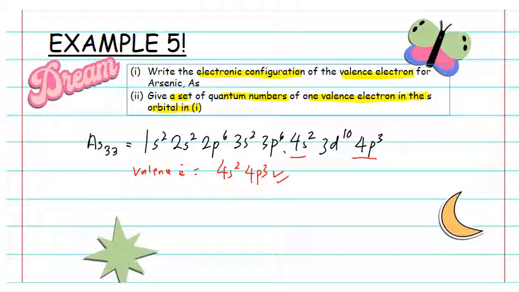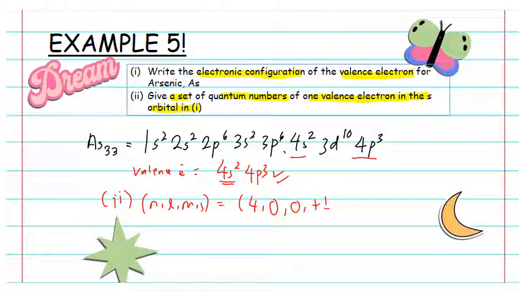Now give a set of quantum numbers of one valence electron in the s orbital. Soalan yang kedua, dia minta set of quantum numbers untuk s orbital. Therefore, n, l, m, s untuk valence electron pada s orbital duduk pada 4s. So, 4, 0, 0, positif setengah. Okay, so that's the answers.